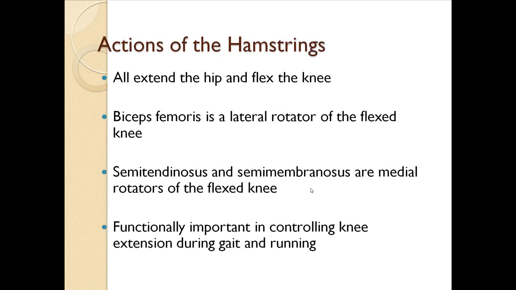The hamstring muscles are two joint muscles. They extend the hip joint and they flex the knee joint. Biceps femoris, because of its lateral position, acts as an external rotator of the flexed knee, and semimembranosus and semitendinosus are medial rotators of the flexed knee. They're functionally important, as what they do is they control knee extension during gait and running.